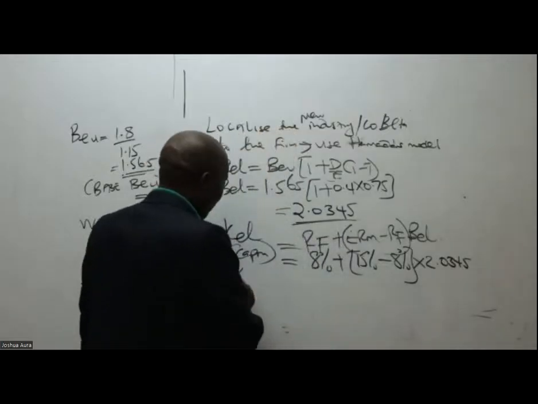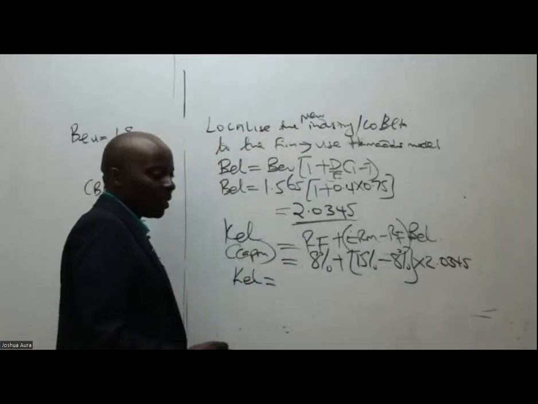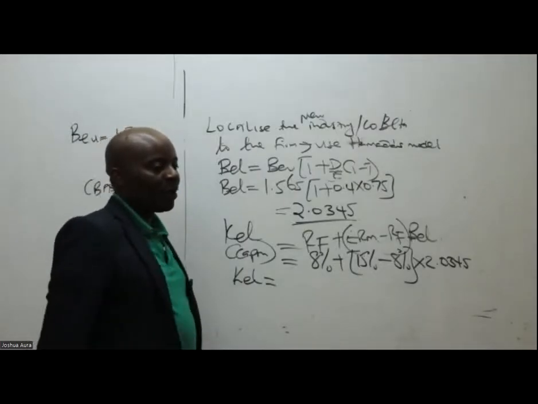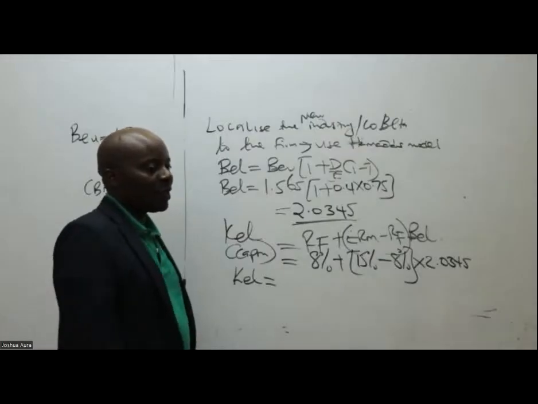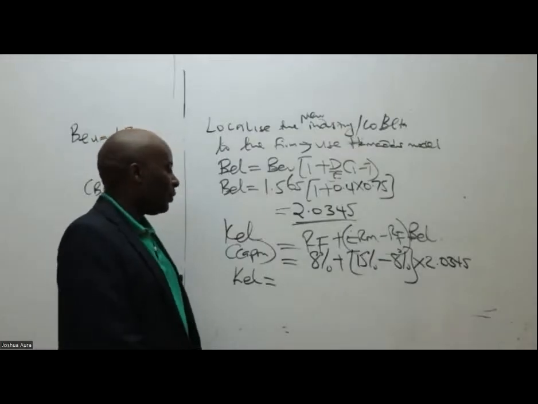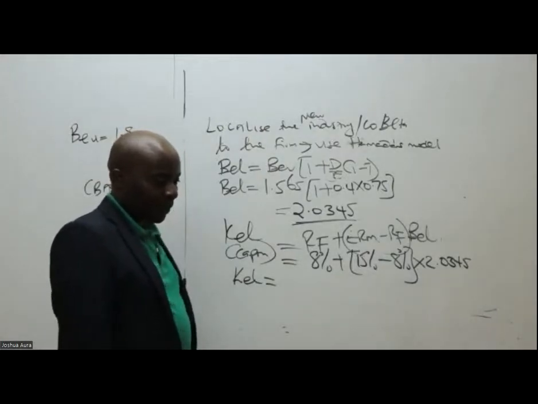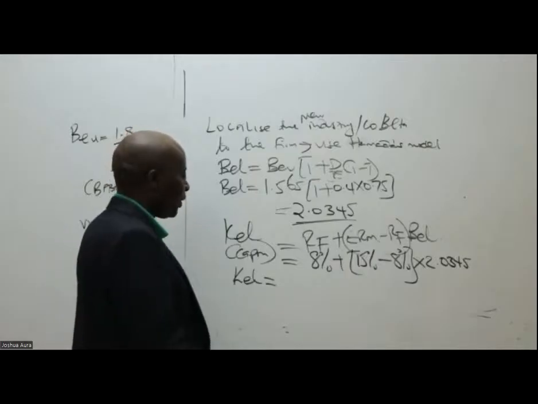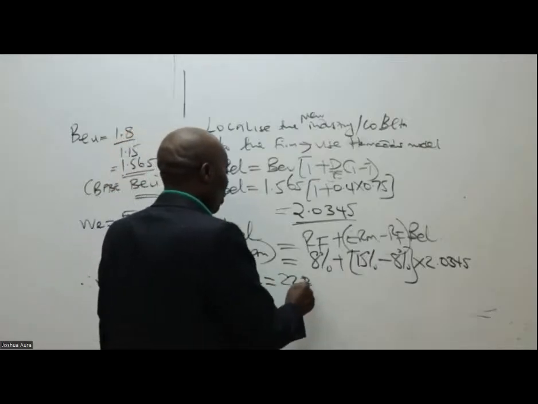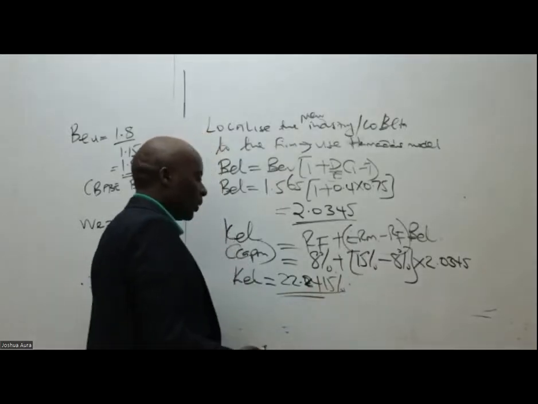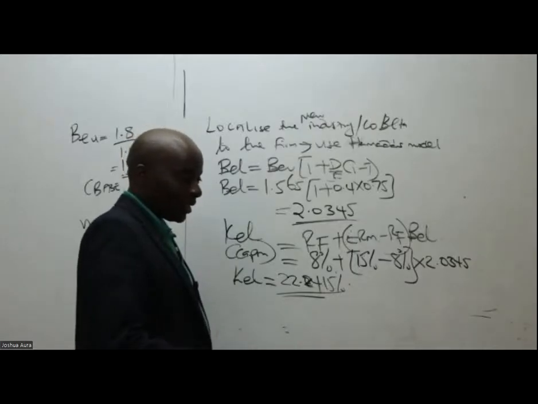Then what is our KL? Our cost of equity of a levered firm will be equal to who? Can somebody give us this figure? 22.2415. Thank you so much. We haven't yet hit home. No, we're still one step away from home.